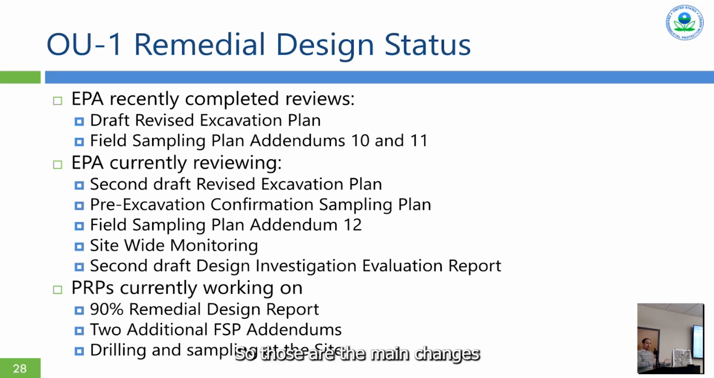Okay, so those are the main changes, and I think you understand a little bit about why we're interested in those changes and what we have to do on our end so that those can be allowed. But they are already moving forward with incorporating those into the design. So where does that leave us? Where are we at?